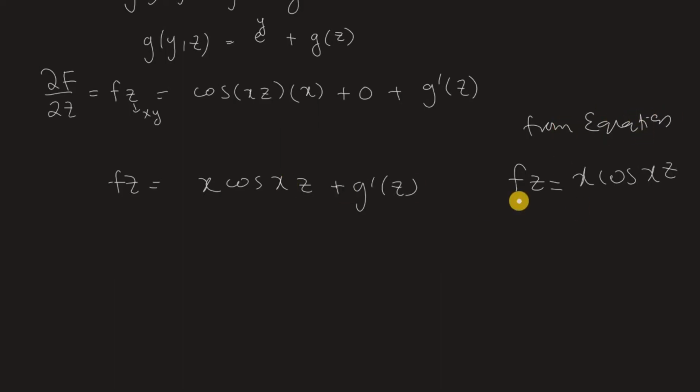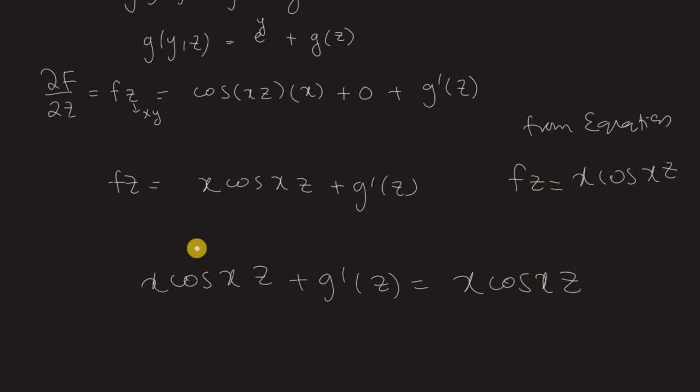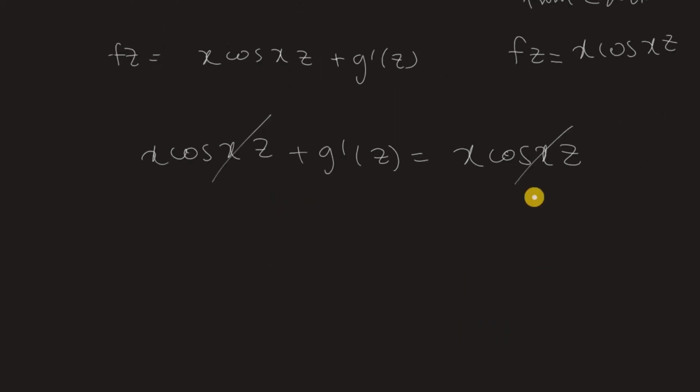So now let's make these two equal to each other. The x cosine xz that we found over here equals the x cosine xz that we got from the equation, and you see we have something to cancel here because these two are equal. So let's go ahead and cancel this. So what is our g prime of z in this case then? This is equal to 0.